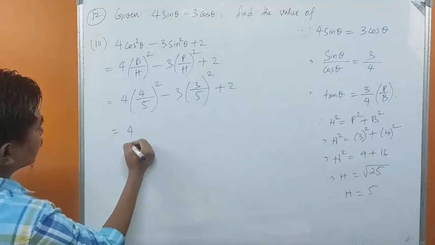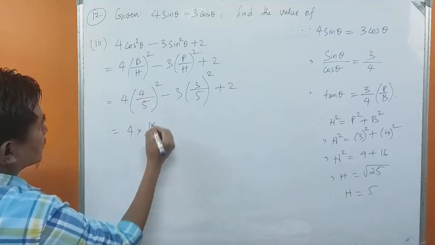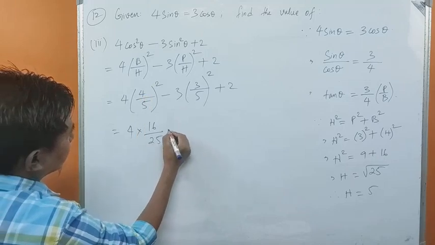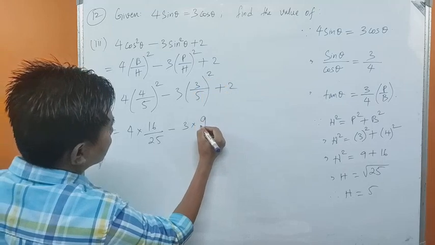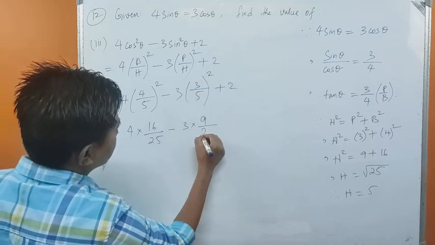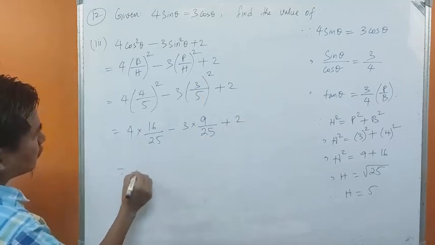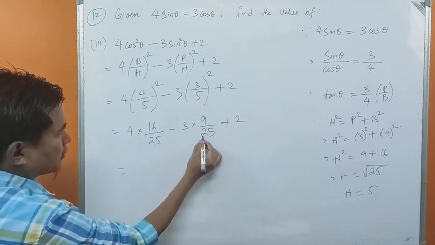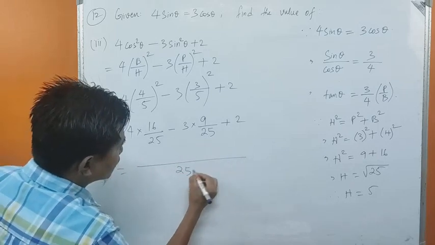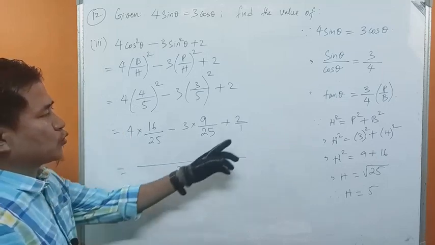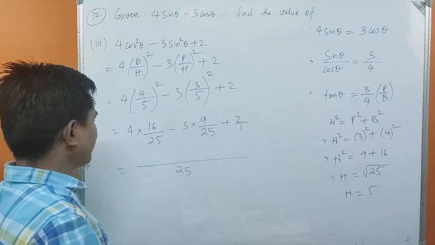This gives us 4 into 4 squared is 16, 5 squared is 25, minus this 3 we write here, into 3 squared is 9, 5 squared is 25, plus this 2. Now this 25 and 25 are the same number, isn't it? So the LCM will be 25. So we write 1 in the denominator of 2, because if there is no number in the denominator, we should understand there is 1, isn't it?